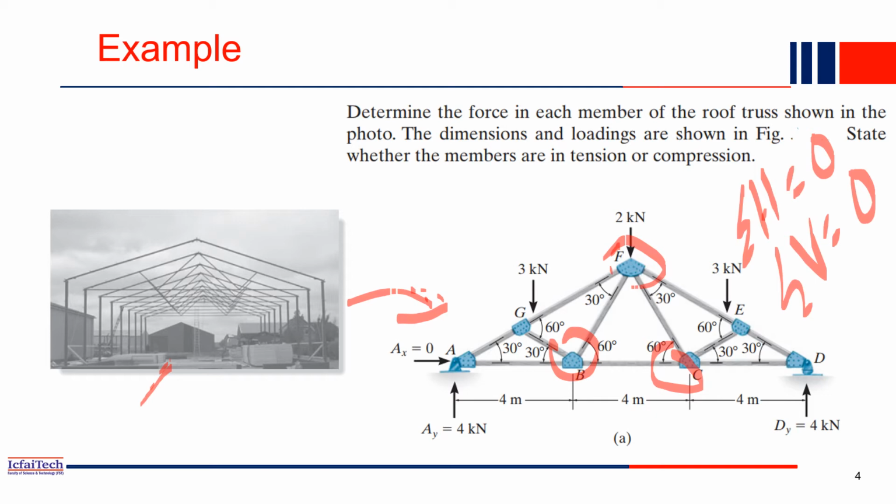So we have to select joints where not more than two unknowns are available. For example, if you consider this joint, we have unknowns in this bar, in this bar, in this bar, and we don't know what this is. So here you can see there are four unknowns. Now if you take this joint, there are three, 1, 2, 3, all values we don't know. So 3 unknowns, we cannot solve.